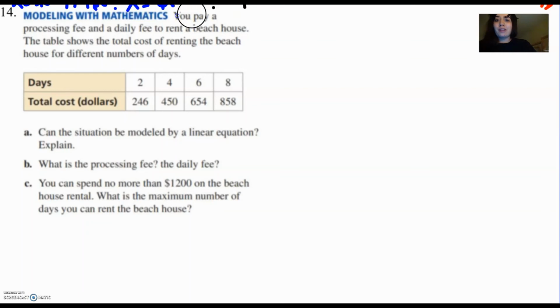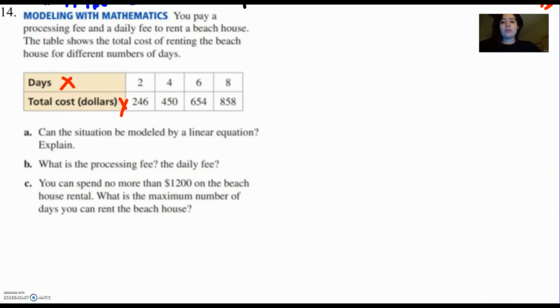Okay, let's start from the beginning. We are paying a processing fee and a daily fee to rent a beach house. The table shows the total cost of renting the beach house for different numbers of days. So let's talk about what's x and what's y. Well, how much are you going to pay? Well, you don't know until you realize how many days. So your days is independent and your cost depends on the amount of days that you stay. Now that we know x and y, we figured out that days is the independent variable and cost is the dependent variable. We're going to talk about A.